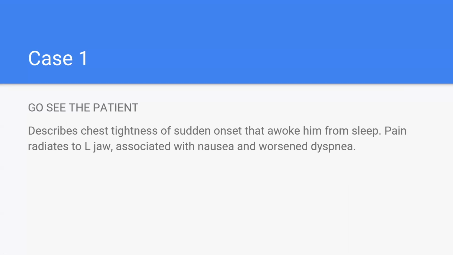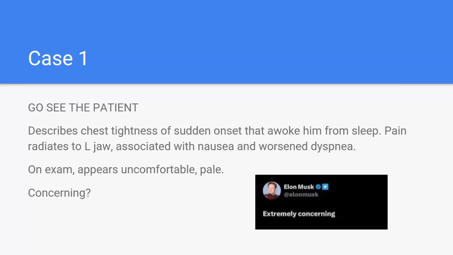But this patient describes chest tightness of sudden onset, awoken from sleep, pain radiates to the left jaw, nausea and dyspnea with it. On exam, uncomfortable, pale. Are we concerned? Yeah. As Elon Musk says, extremely concerning.